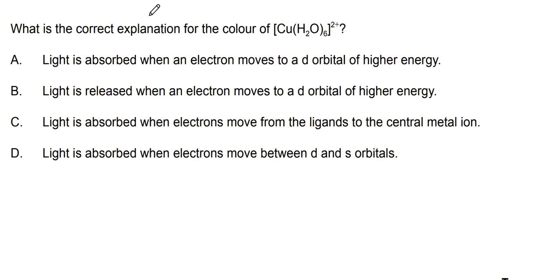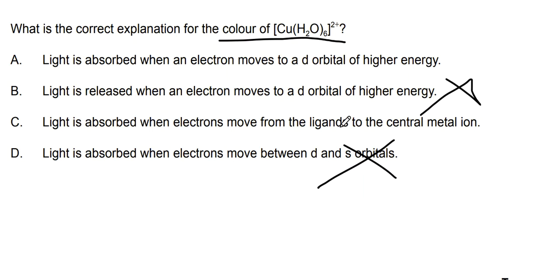What is the correct explanation for the color of copper hexahydrate? I don't even know what that's called. So the copper is 2+, and when we talk about the color of complex ions, it's always about absorbed light, so we can eliminate these. Sorry, we cannot eliminate this one. We can eliminate this one, and when light is absorbed, electrons move to a higher energy, so this option, and it's all in the d orbital, so this one's incorrect.